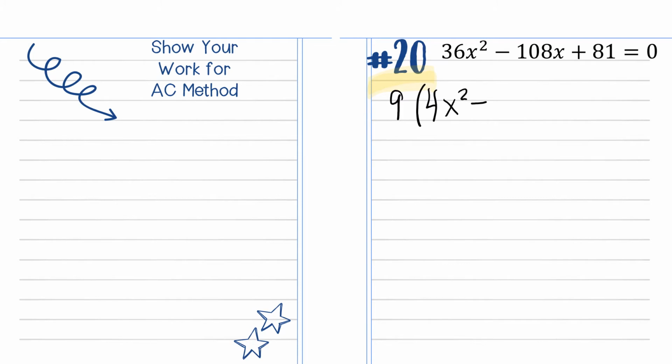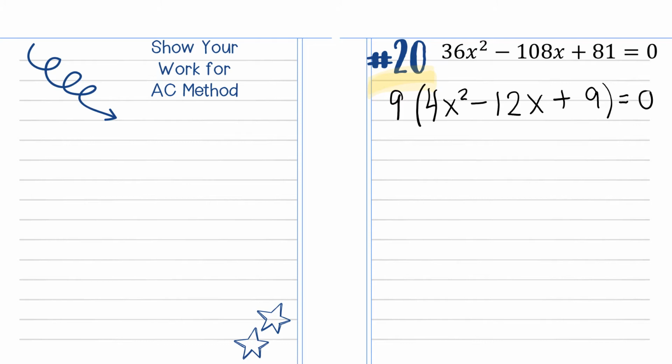X squared minus 108 divided by 9 is going to give us 12, and we still have that x, plus 81 divided by 9 is going to give us 9, and our equation is still set equal to 0. Now our numbers are a little bit more manageable, where we need to factor 4x squared minus 12x plus 9. Notice that we still have a coefficient for our a value different than 1. So here we're going to need to use the AC method.